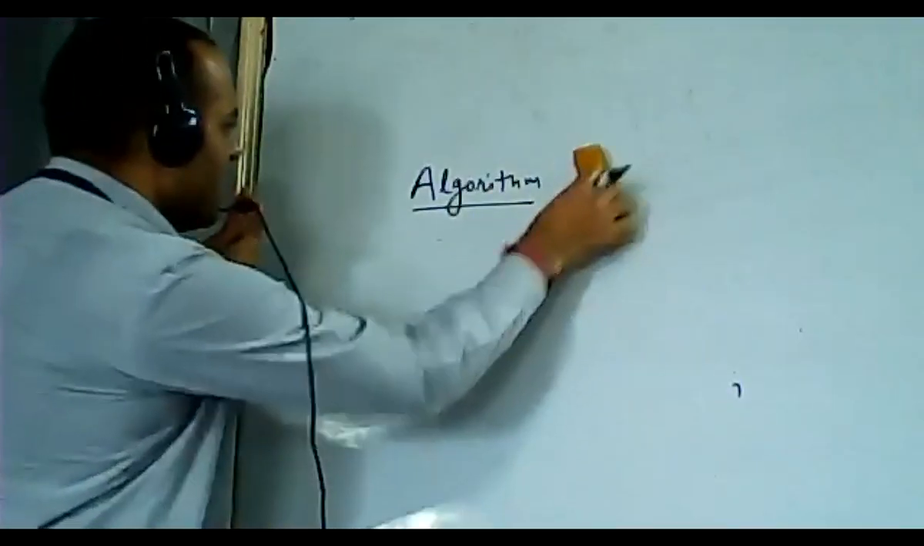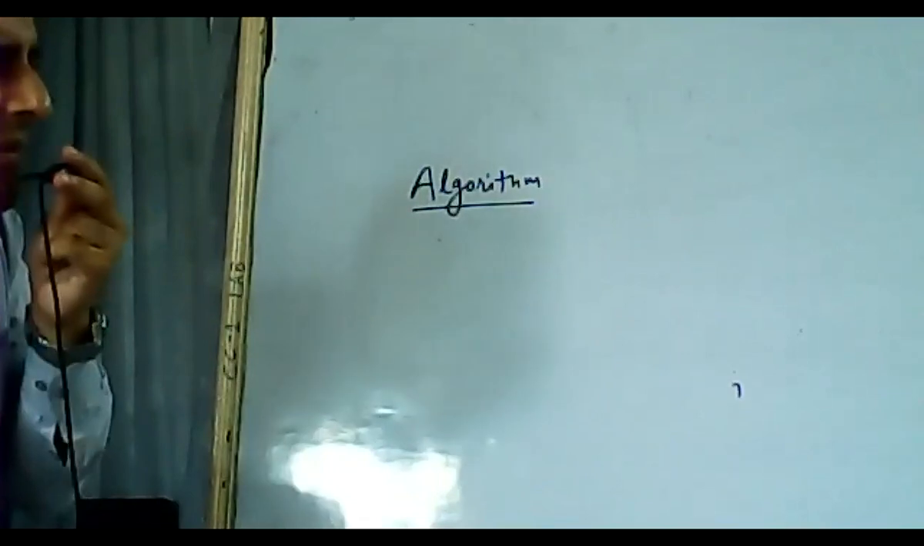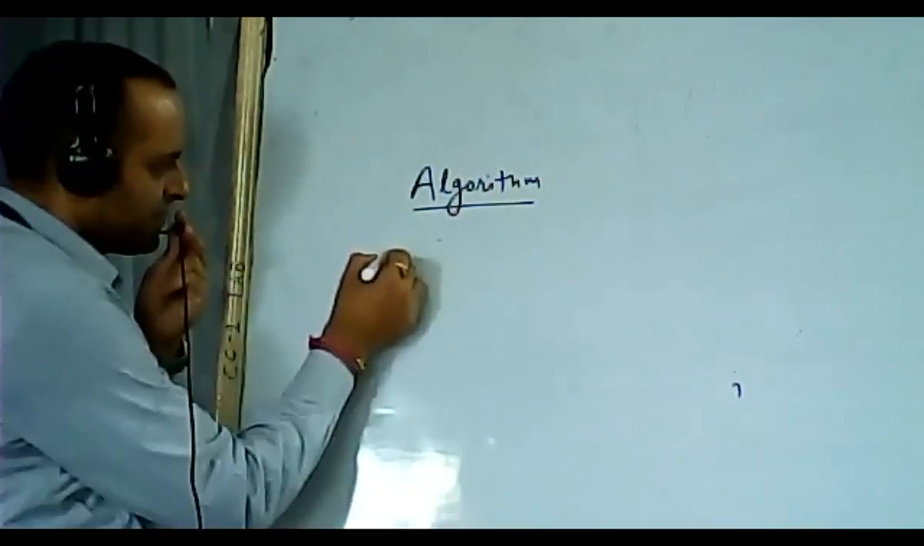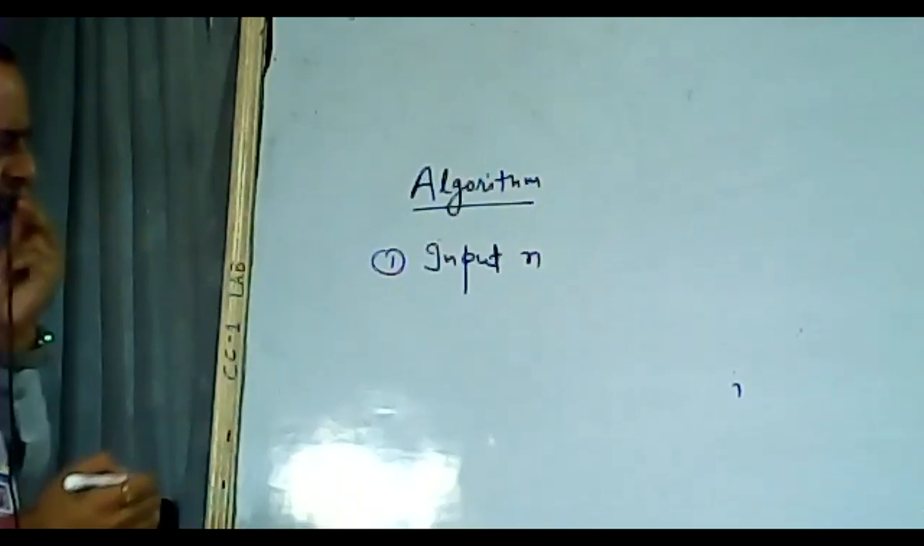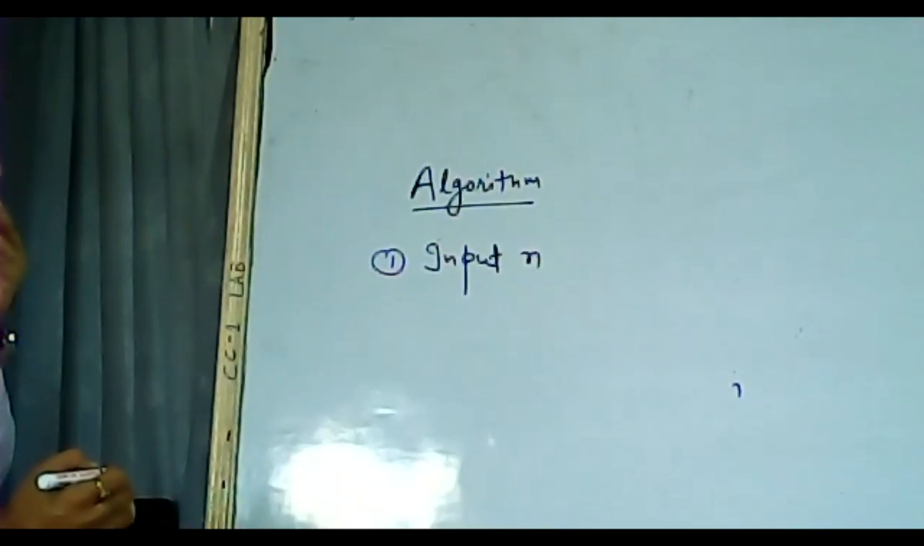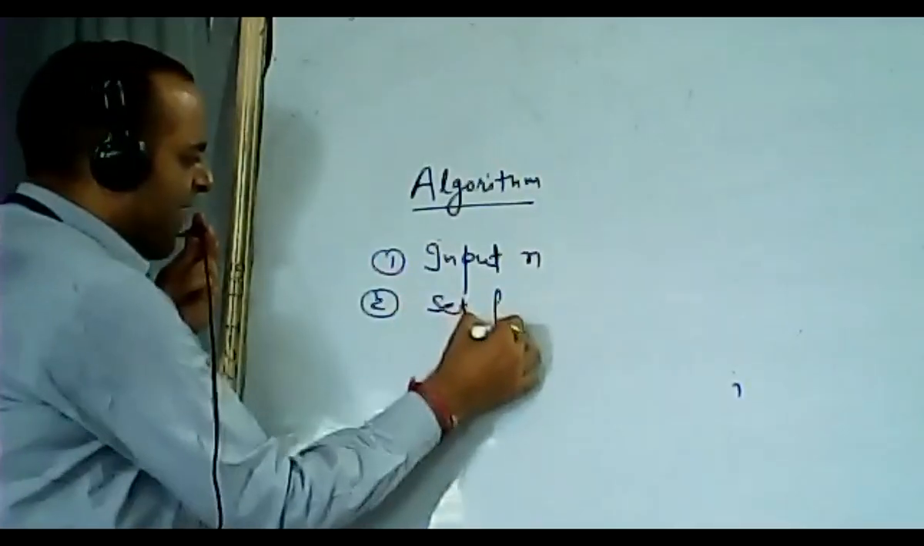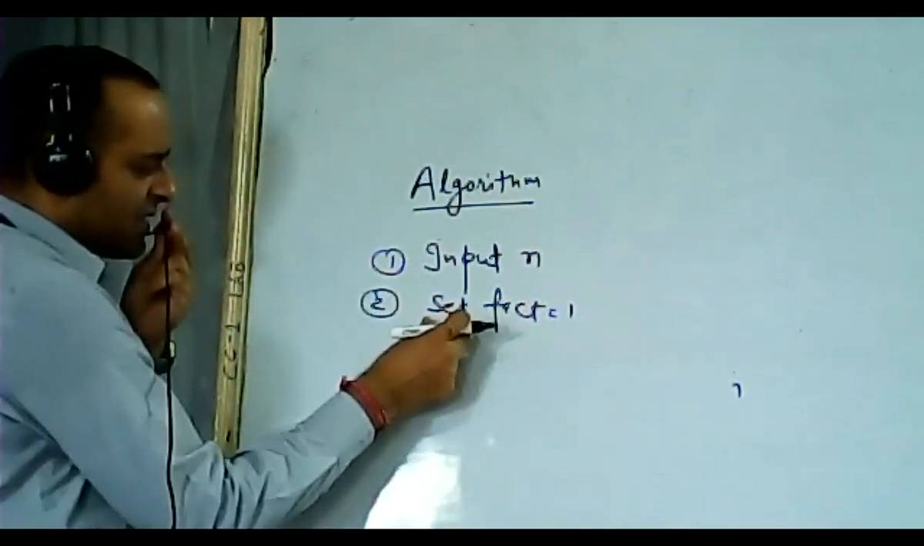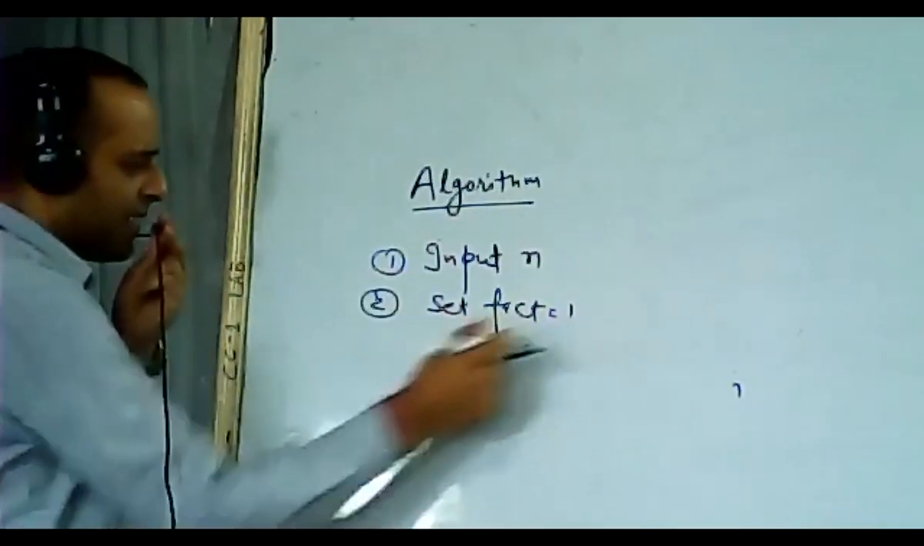Now let us see a very common program you made in your labs, factorial of a number. So I will input n, for which I want to find the factorial. Second step, I will set fact as 1. To put a value in a variable, you have a keyword called set. In algorithms we use set for any variable.